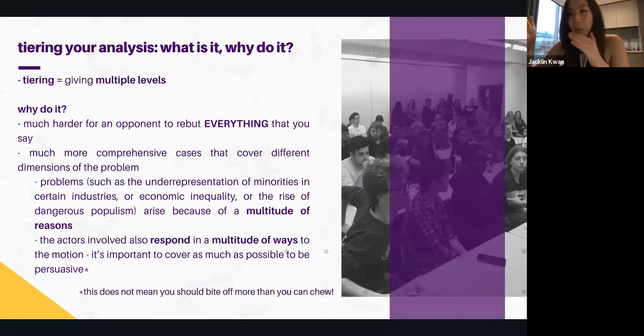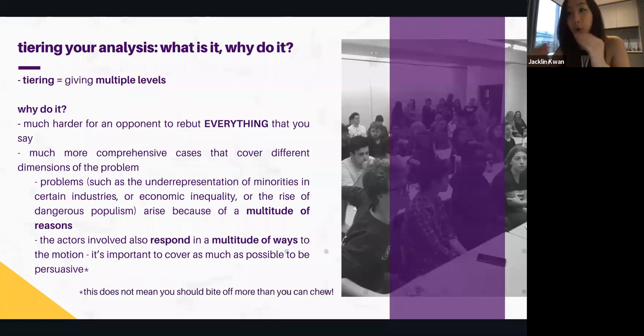So loads of people who have seen me speak, I think that I can get through lots of material pretty efficiently. And one of the reasons why I can do that is because I do something called tiering my analysis. So what does tiering mean? Tiering essentially means that you give multiple levels of something. So I'm going to show you loads of examples of how you can tier your arguments so they seem super robust. But why should you give multiple levels of arguments?